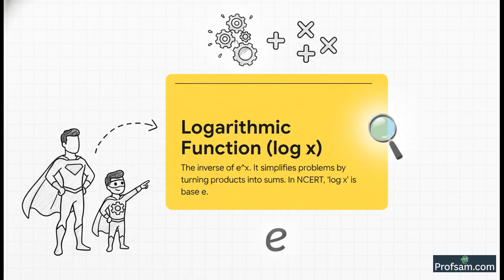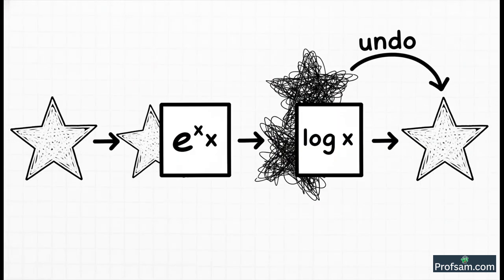Now, very important point. Whenever you see log x written in your NCERT book, it always means the natural log, the one that has the base e. Please remember that. So how are these two connected? Well, they are perfect inverses. Think of it like an undo button on your computer. If you apply the exponential function and then immediately apply the log function, you just get back to where you started. They perfectly cancel each other out. And this relationship, it's going to be so useful for us.